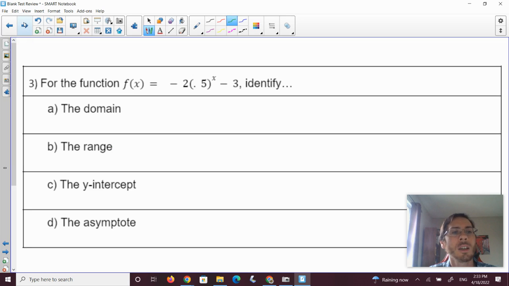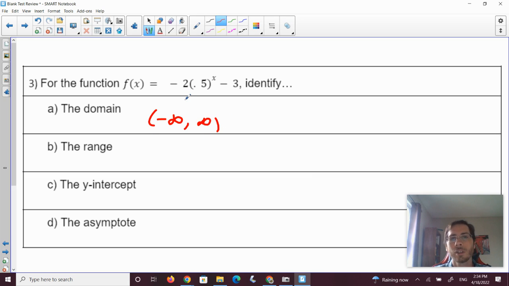All right, for number 3, we've got our function. We have to identify the same four pieces that we did on the quiz: domain, range, y-intercept, and asymptote. Again, it's an exponential function. So for an exponential function, the domain is always negative infinity to infinity. So we can knock that out.